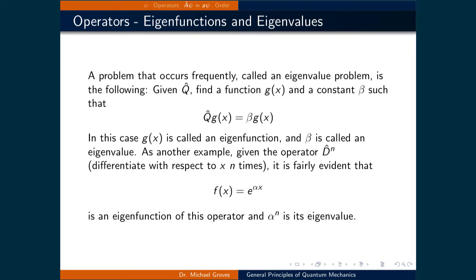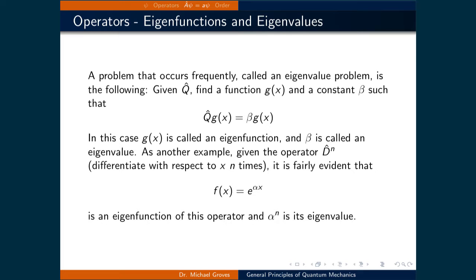Now, you may be asking yourself, why are we formalizing classical observables into quantum mechanical operators? It's because we get to learn the value of the observable by applying the corresponding operator to the wave function. In mathematics, a frequent problem is one of eigenvalues and eigenfunctions.